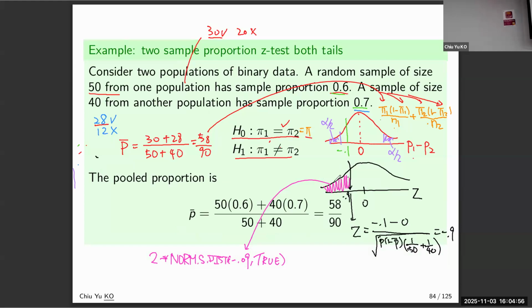Is that okay? Is there any question that I can help with? Is it okay? Okay. And let me erase this one.